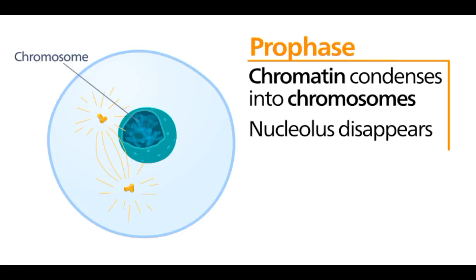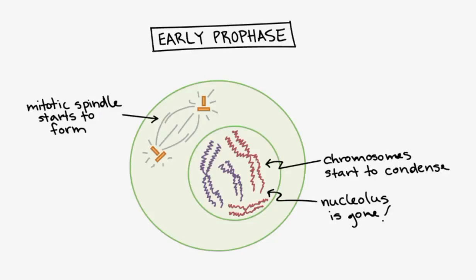Prophase: chromatin condenses into chromosomes and the nucleolus disappears. In early prophase, the cell starts to break down some structures and build others up, setting the stage for division of the chromosomes. The chromosomes start to condense, making them easier to pull apart later on. The mitotic spindle begins to form.